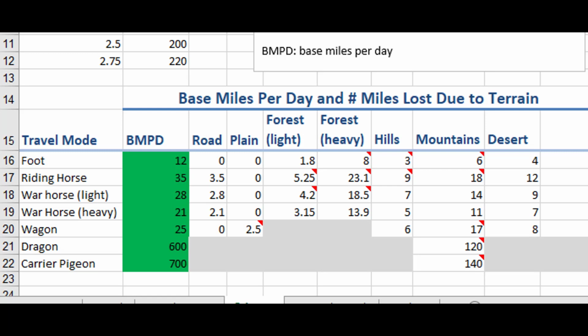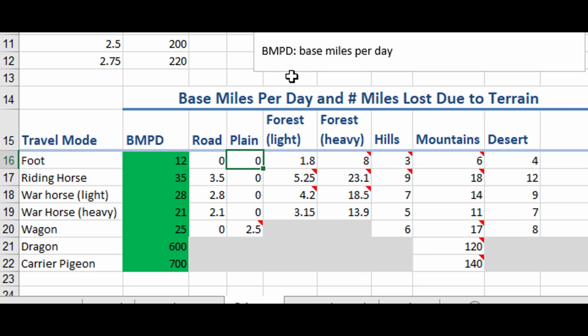So for example, column or row 16, going by foot, you can see road and plain, it's basically 0. That means we wouldn't really lose any time while traveling this way. And in fact, anywhere on this chart, if you see a 0, that basically indicates that is the ideal terrain for us to travel over.